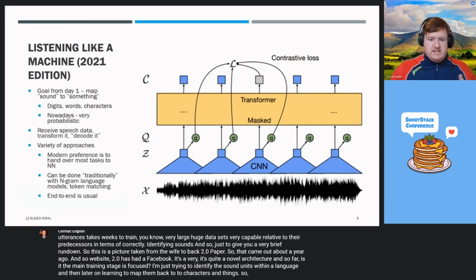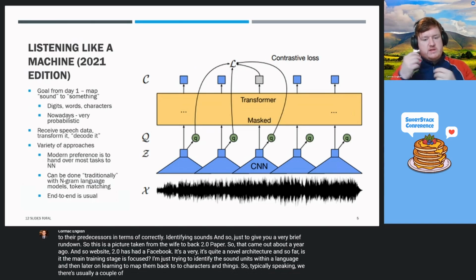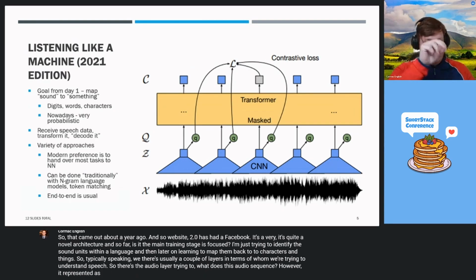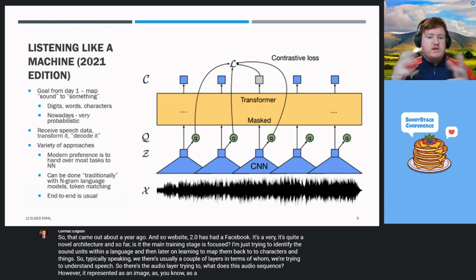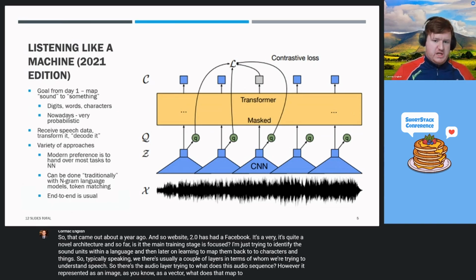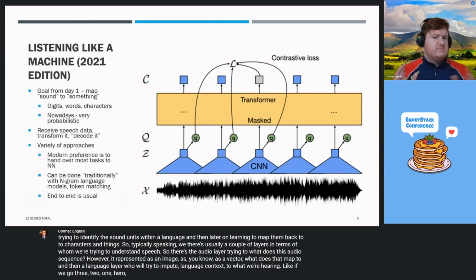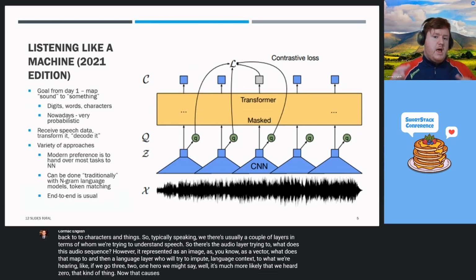Typically there are a couple of layers in how we try to understand speech. There's the audio layer: what does this audio sequence, however it's represented, as an image or as a vector, map to? And then a language layer, where we try to impute language context to what we're hearing. Like if we hear 3, 2, 1, hero, we might say it's much more likely that we heard 0. That causes problems on its own, but we have been getting more and more complicated.